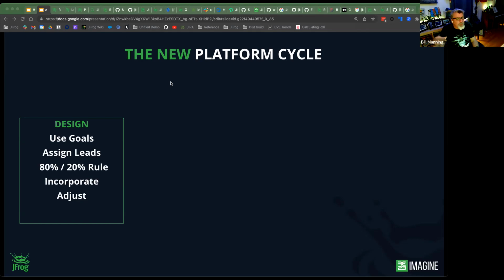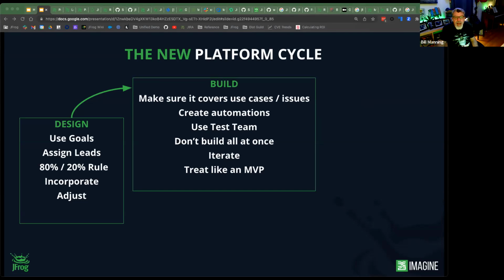Do smaller releases when you're doing it. Also incorporate things that you are using as this all the time and constantly adjust. Right? Adjust it. It's okay. This is not written in stone, because when you deploy it to the next piece, you're going to make sure it covers your use cases and issues. Create automations where automations can be created. Use a test team, right? Test this. Make sure that it meets all your stuff.